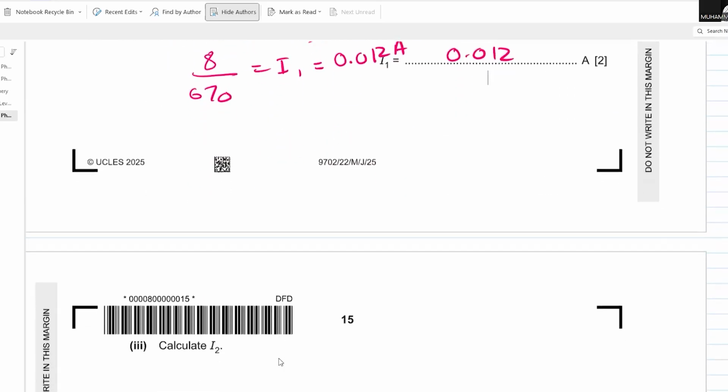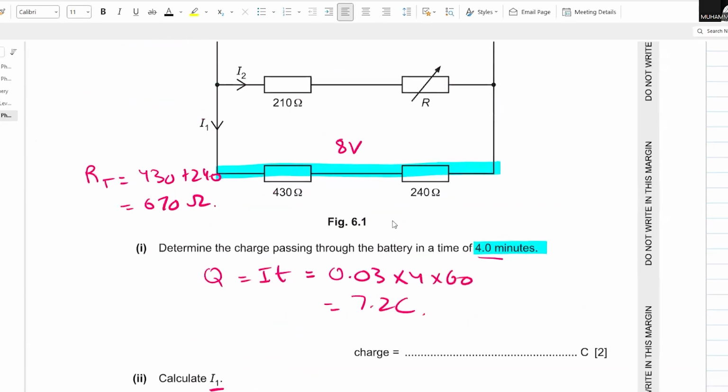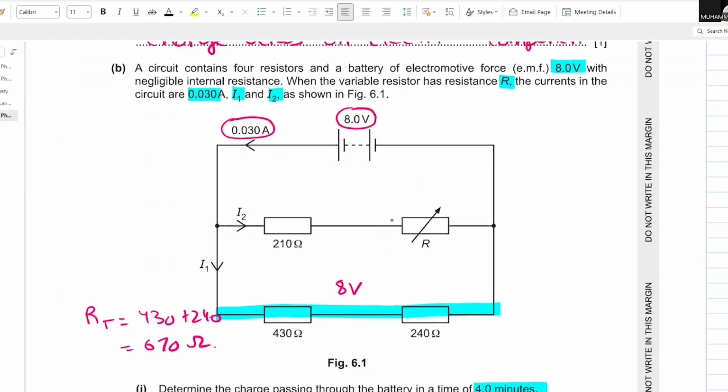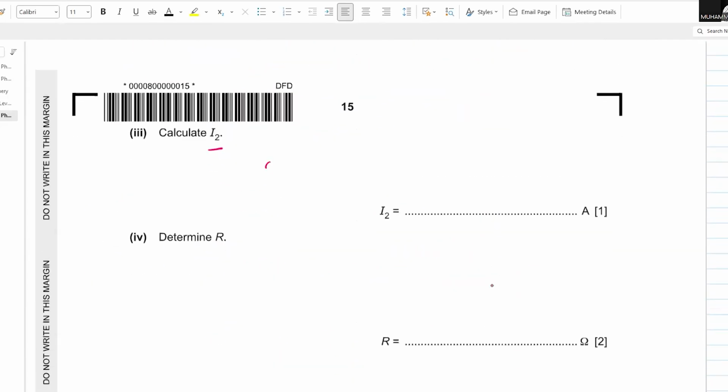Simple. Now you have to calculate current I2. अब आपने current I2 निकालना है. How will you calculate current I2? Very, very easy. The total current is 0.03 ampere. I1 is 0.012 ampere. I2 क्या हो जाएगा? 0.03 minus 0.012. This comes out to be 0.018 ampere. Now you have to determine the resistance R.